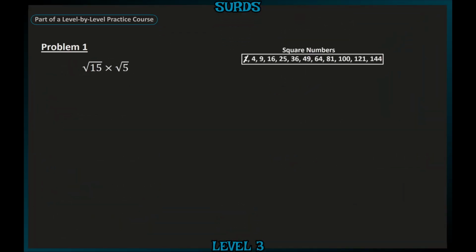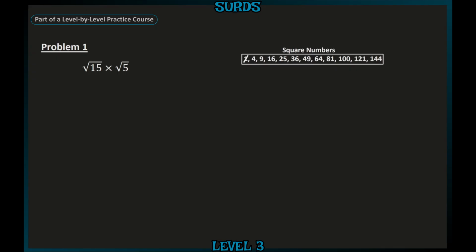In problem 1, we're simplifying the square root of 15 multiplied by the square root of 5. Now to start, we'd like to see if we can simplify either of these surds independently. But because neither 15 nor 5 can be divided by any of the numbers on our square number list, we can't simplify them at the moment. So we can go straight into multiplying.